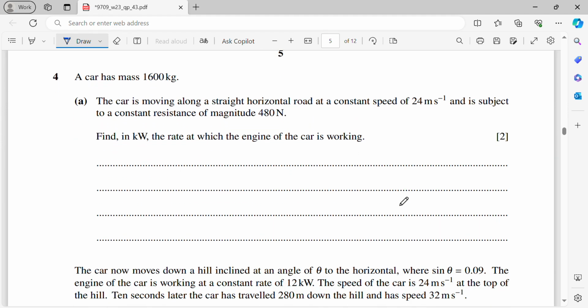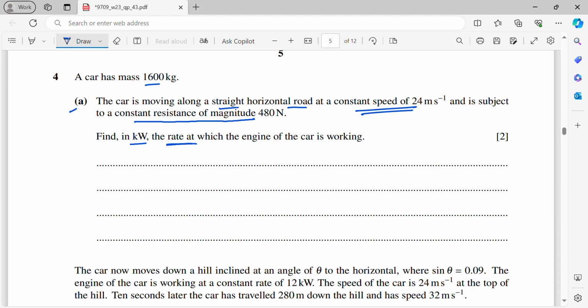Okay, now next, question number 4. A car has mass 1,600 kilograms. A, the car is moving along a straight horizontal route with a constant speed of 2.4 meters per second and is subject to a constant resistance of magnitude 480 newtons. Find in kilowatts the rate at which the engine of the car is working.